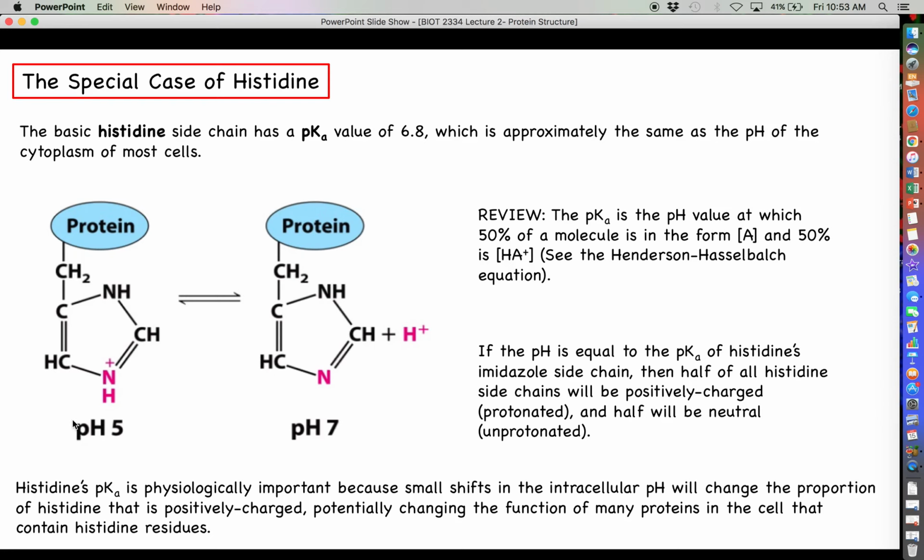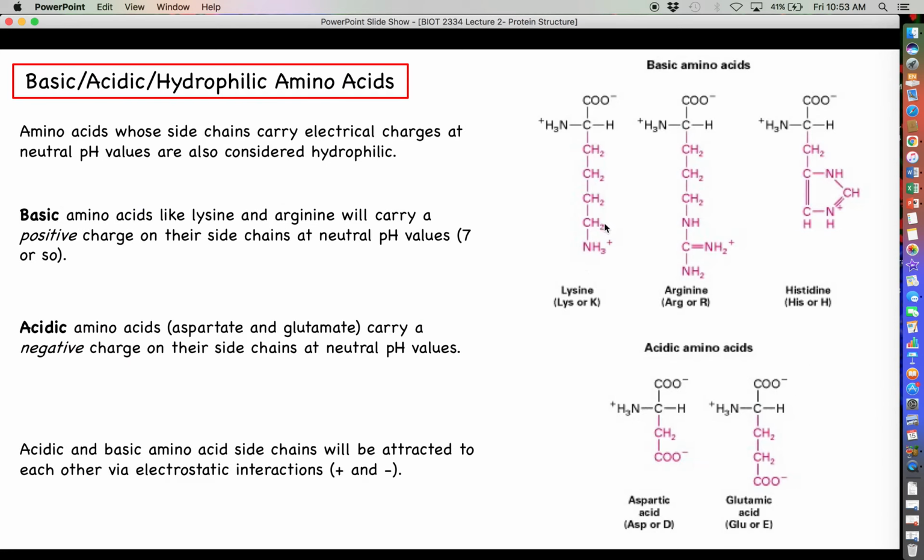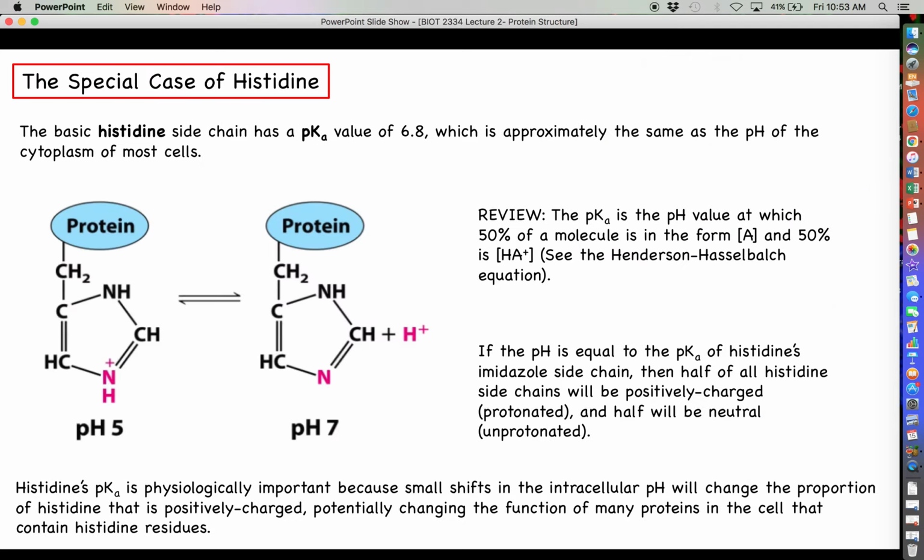Whereas if you look at something like lysine, because its pKa value is in the neighborhood of maybe between 12 and 13, a neutral pH is going to be so far below that pKa value that for all intents and purposes, 100% of the lysine side chains are going to be positively charged. So thinking about a lysine that is not positively charged really isn't even worth thinking about. But because histidine's pKa is so close to neutral pH, you really do have to think about this.